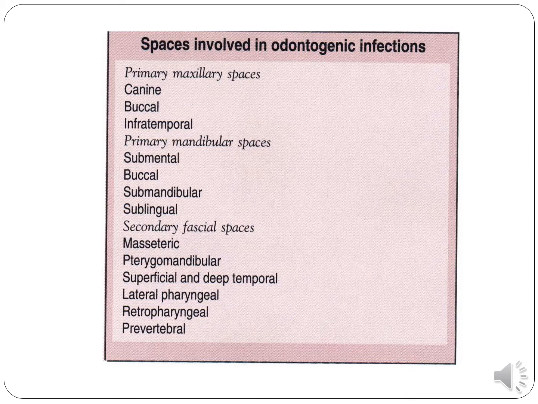These are the list of spaces that are involved in odontogenic infection. Primary spaces: canine, buccal, infratemporal, submental, submandibular, sublingual spaces. Secondary facial spaces are masseteric, pterygomandibular, superficial and deep temporal, lateral pharyngeal space, retropharyngeal space, and prevertebral space. The primary spaces of the maxilla, like canine, buccal, and infratemporal, get the infection directly from the periapical region of the tooth, whereas secondary spaces follow after the infection from the primary.